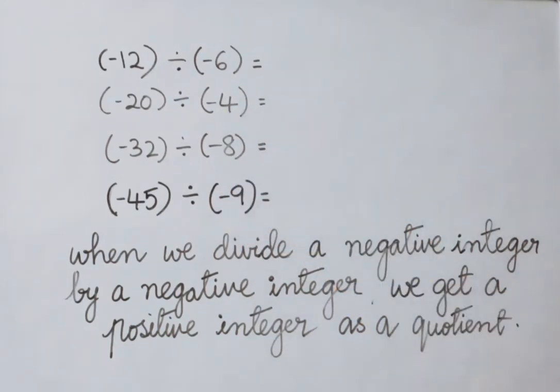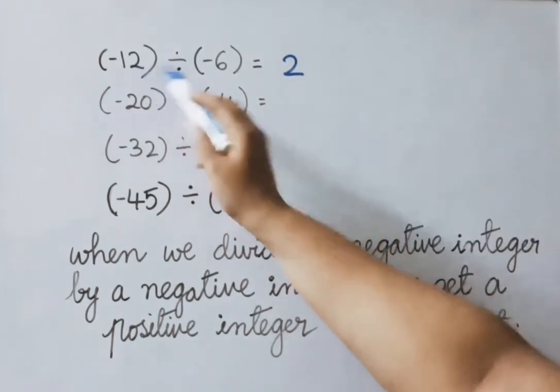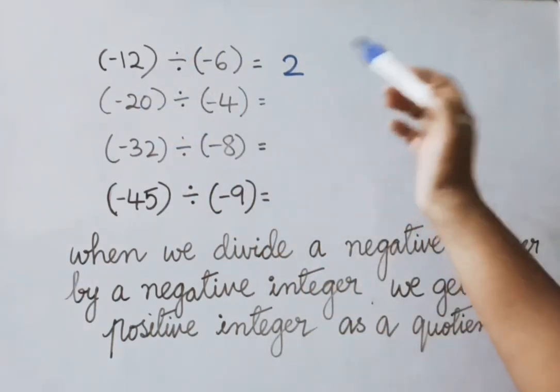Minus 12 divided by minus 6. 6 2s are 12. So the answer is 2. Here both are minus. When we divide a negative integer by a negative integer, we get a positive integer. So the answer is 2.